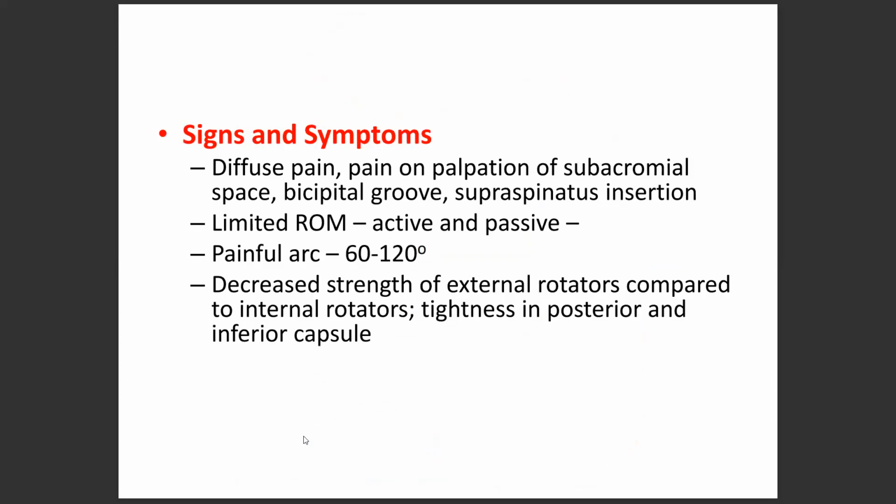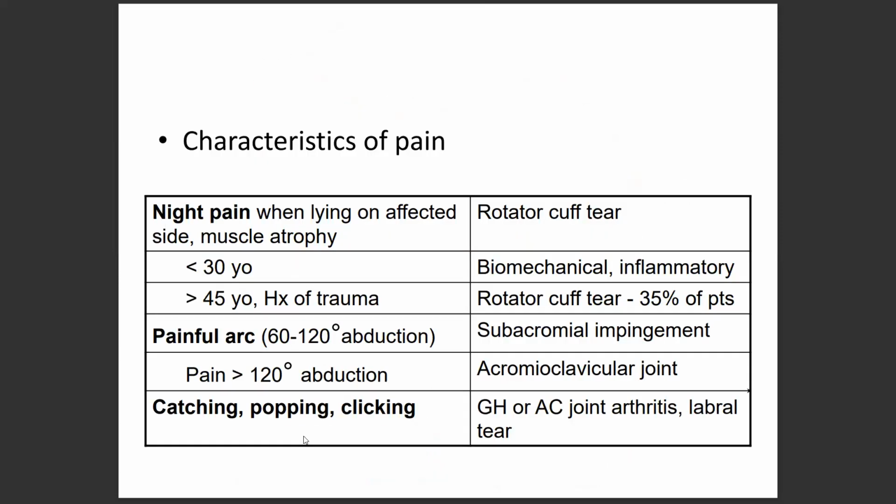Similarly, other signs and symptoms: there will be decrease of strength, specifically in the external rotators, and on the other hand there may be very little strength deficit in the internal rotators. There might be tightness in the posterior and inferior capsule. Most commonly, the tightness is in the posterior capsule. So these are some of the characteristics and properties of pain.